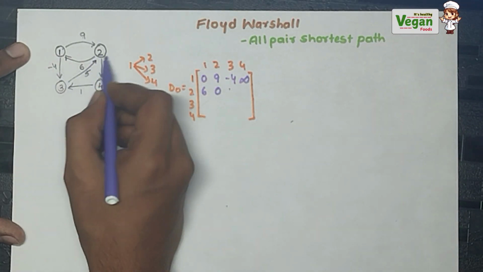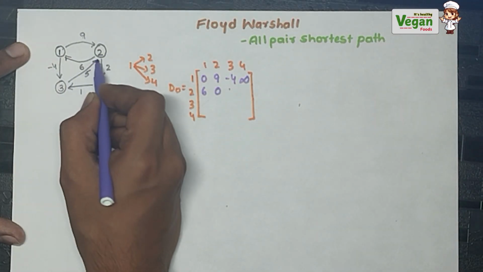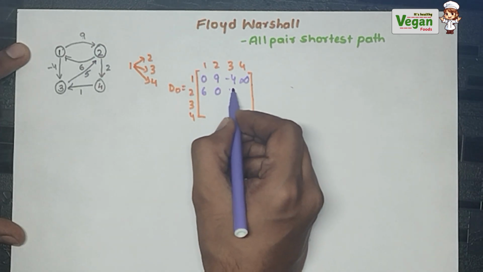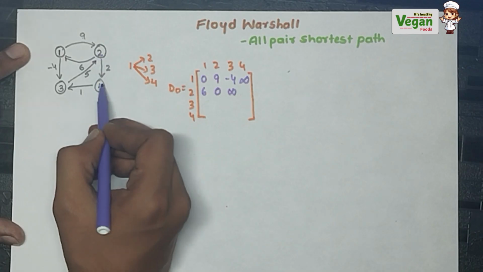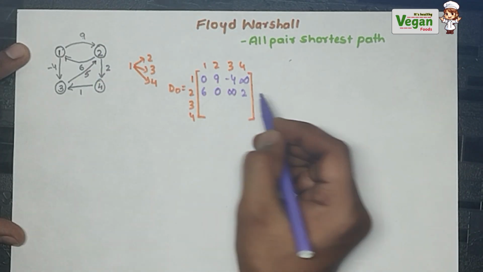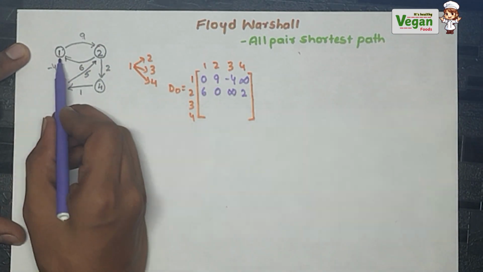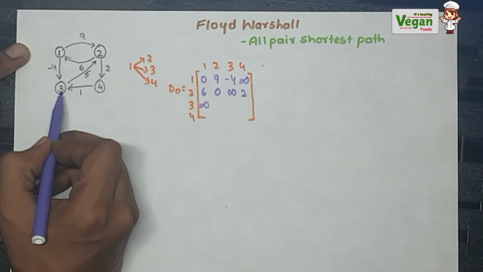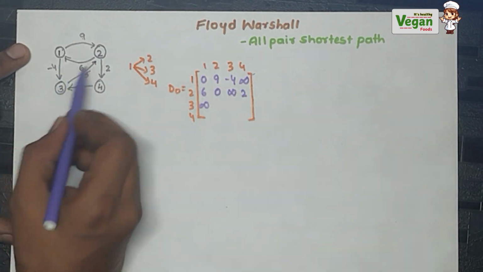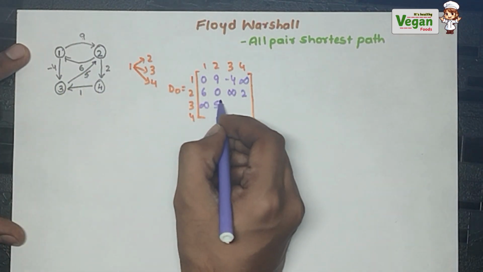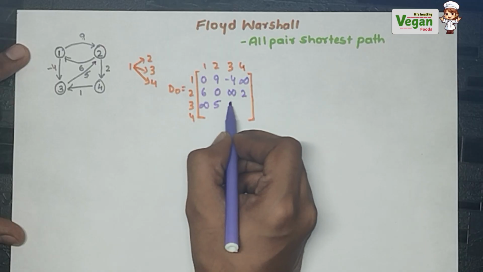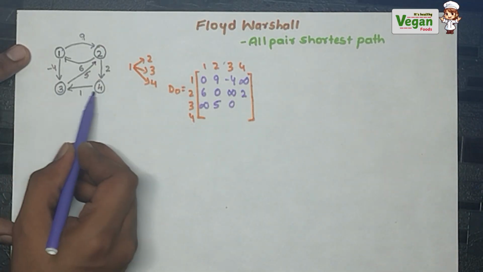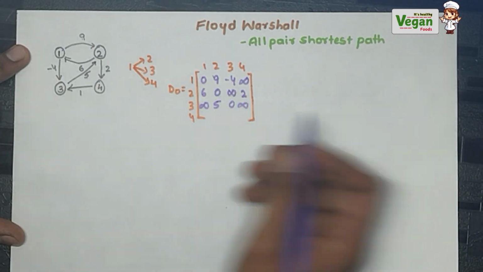2 to 3, there is no edge, because from 3 to 2 it is there, but 2 to 3 directed edge is not there, so we will write infinity. Next from 2 to 4, it is 2. Next 3 to 1, there is no edge, so we will write infinity. From 1 to 3 it is there, but 3 to 1 it is not there. 3 to 2 it is there, its value is 5. 3 to 3, self loop is not there, so 0. Next from 3 to 4, there is no edge, so write infinity.